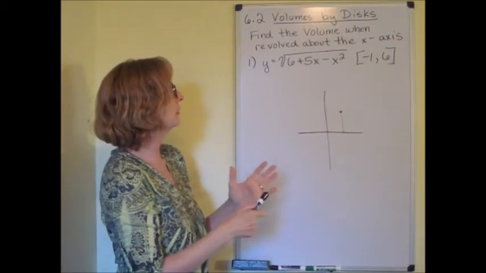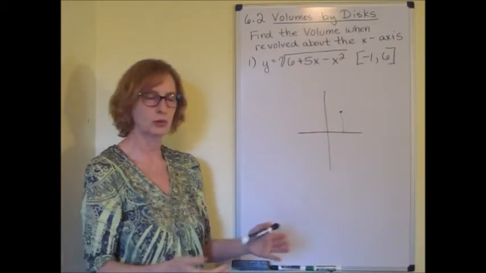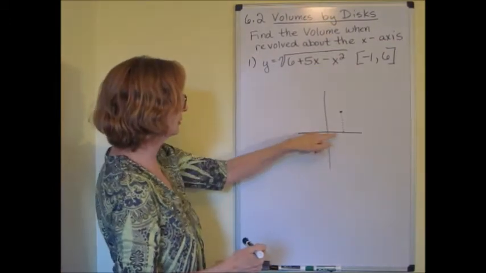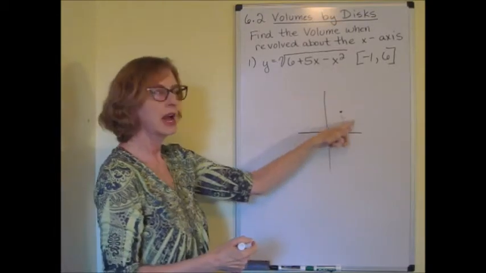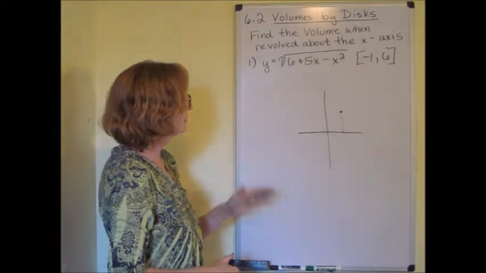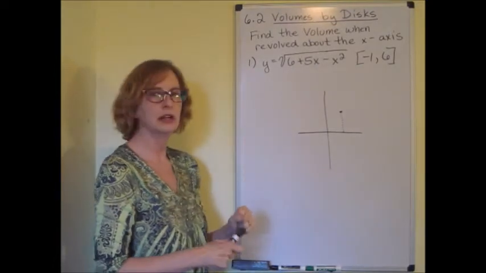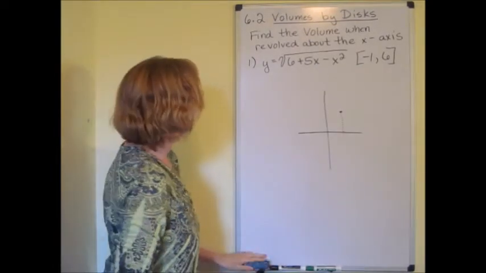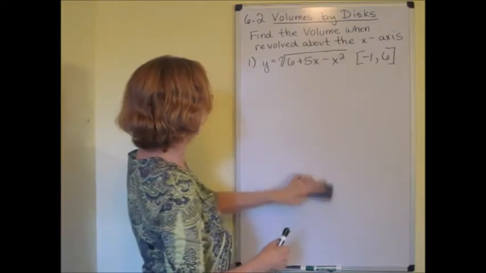We're going to find that area of a circle, which is pi r squared, or in this case it's going to be pi times f of x squared. And then when you integrate that area, you'll get your volume. So here's our first one.